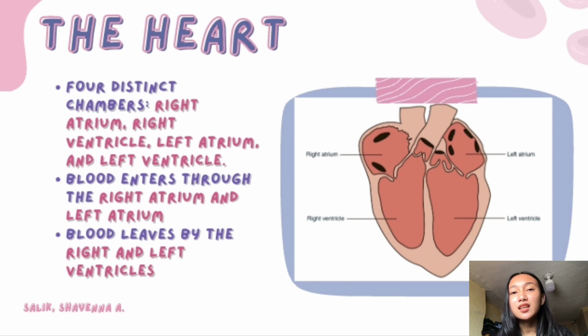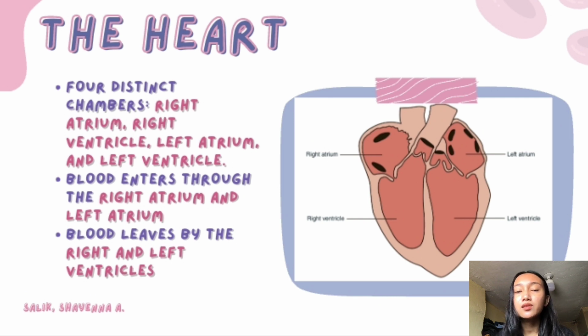The heart is the organ that keeps our blood flowing. It is a muscle that has 4 distinct chambers: the right atrium, the left atrium, the right ventricle, and the left ventricle. The 4 chambers play an important role in circulation, and together they make up the heart's internal cavity.